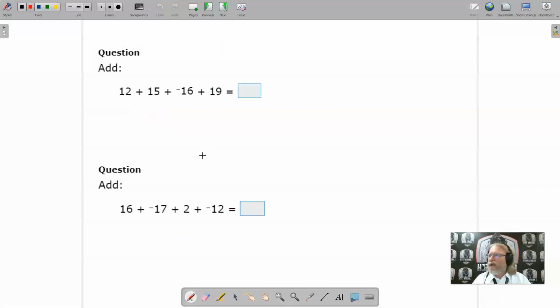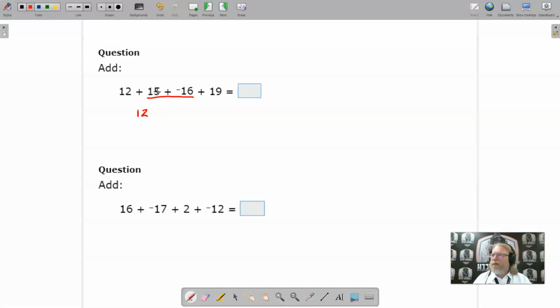On to the next one. Let's see, I could start right here at the left and go there, but I'm spotting this 15 and the negative 16 here. So let's deal with that. So let's bring down the 12, and then I need to figure out what this is going to be.